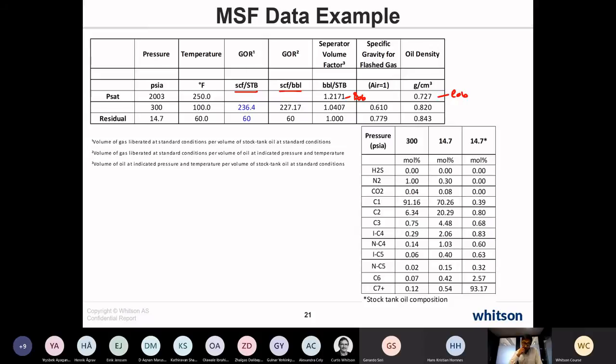Okay, and also in the same PVT report, you will see that we have the gas compositions measured for the different removed gases. So the gas removed at 300 psi separator pressure, like we have 14.7 psi, 47 octane oil composition. So it has about 93 mole% of the C7 plus.